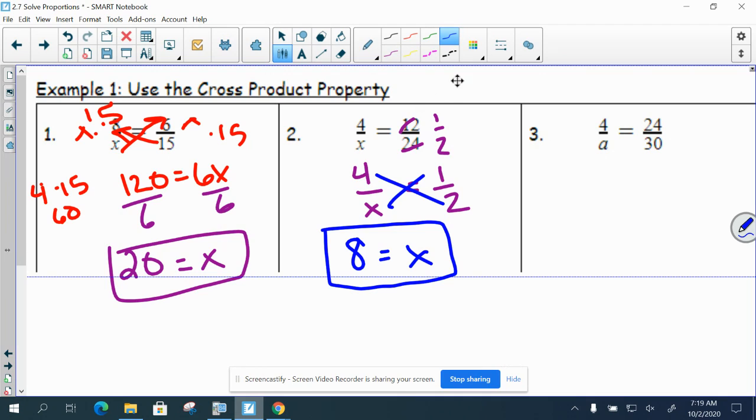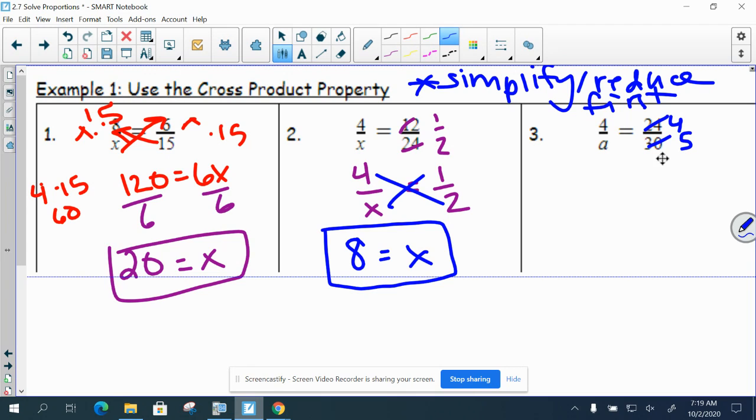Okay, so here, and I'm going to make a note up here, to simplify or reduce first. So we can reduce 24 over 30. They both go into 6, so that'd be 4/5. Okay, so here, if 4 over a equals 4 over 5, then we really don't need to do that much for this problem. You can easily see that a has to be equal to 5.